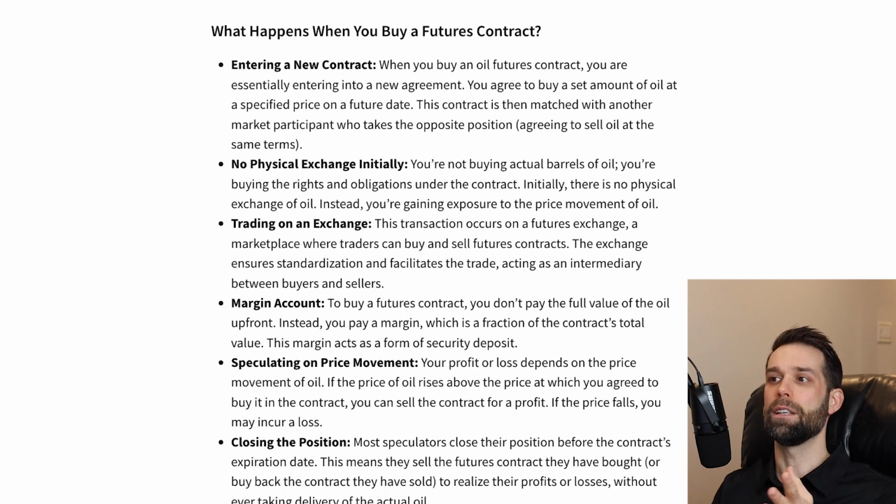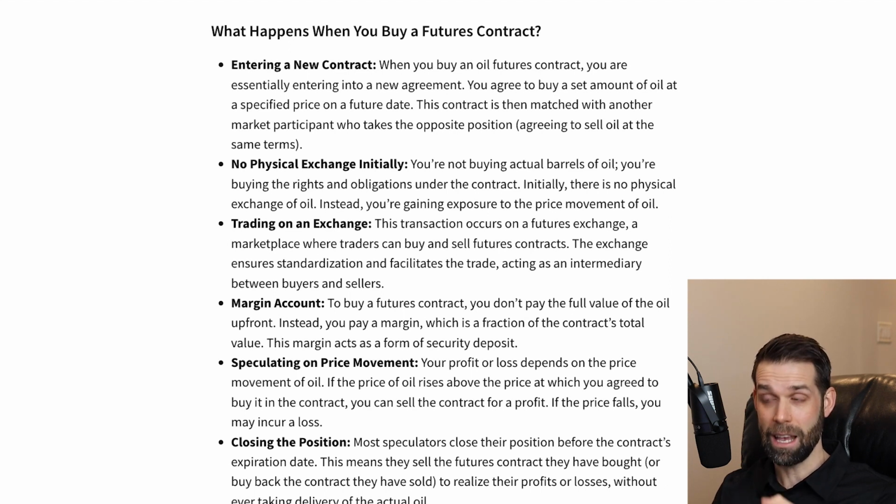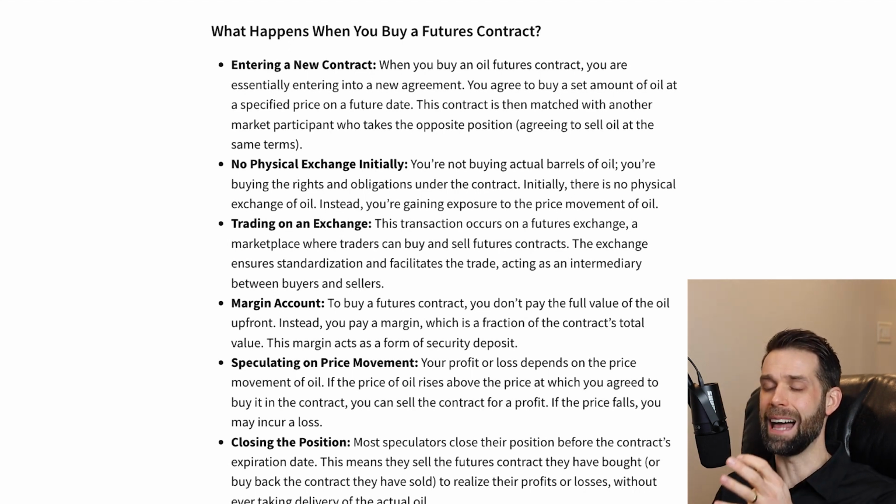So your profit or loss is going to depend on the price movement of oil. If the price of oil rises above the price at which you agreed to buy it in the contract, you can sell the contract now for a profit. If the price falls, you may incur a loss. And then closing the position is the other way it works. The last point here: most speculators close their position before the contract's expiration date.